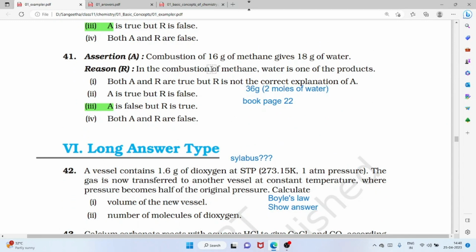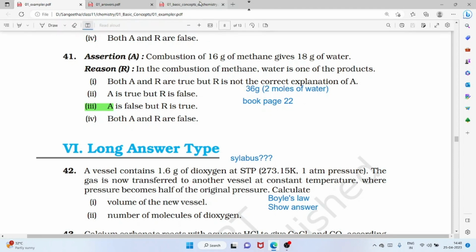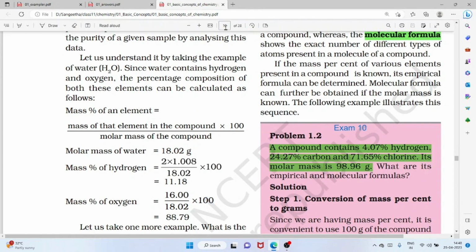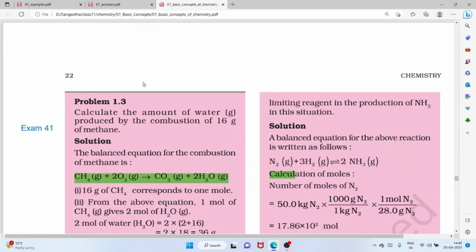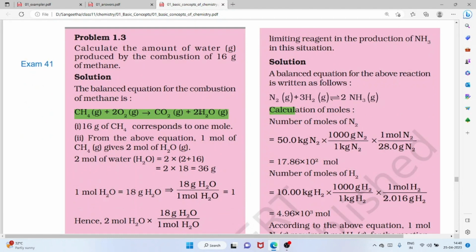Combustion of 16 gram of methane gives 18 gram of water. No, that is wrong. In the combustion of methane, water is one of the products. B is true, but A is wrong. Actually, it gives 2 moles of water. Combustion of 16 gram of methane gives about 36 gram. See here, this is the combustion reaction.